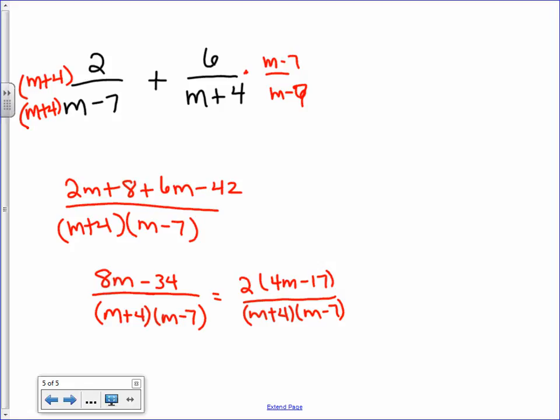Now, I'm going to give you a warning. We'll get to the point where you have to factor the numerator because it'll cancel something out on the denominator. So be ready for that, but this one doesn't. Get used to it, because it's going to happen. But we will get there.